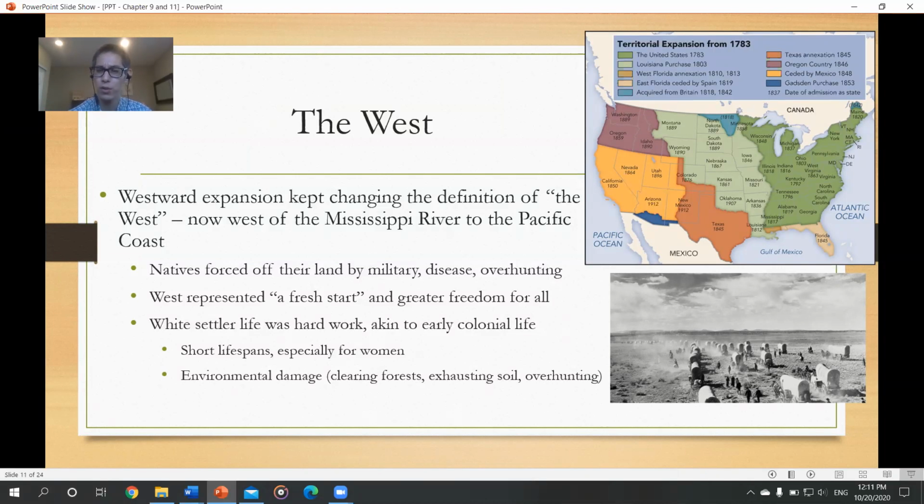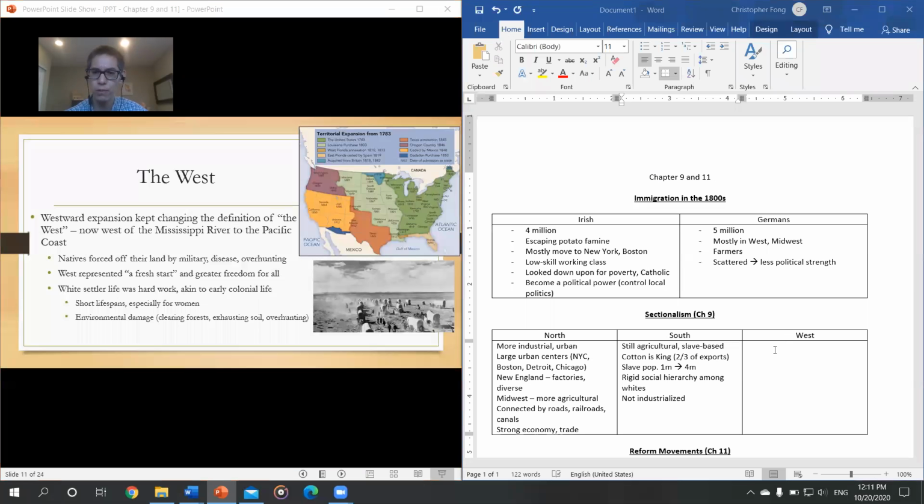But settler life in the West was incredibly hard, especially, well, not especially, for white people. And it was kind of like early colonial life, where you wouldn't have any big cities. You wouldn't have trade between regions. You really got to grow and take care of everything that you need. So much shorter lifespans in the West, especially for women. And then lots of environmental damage. They would clear forests to make land for farms. They would exhaust the soil so that they couldn't grow more crops there, and then overhunting as well. That was that idea of ecological imperialism.